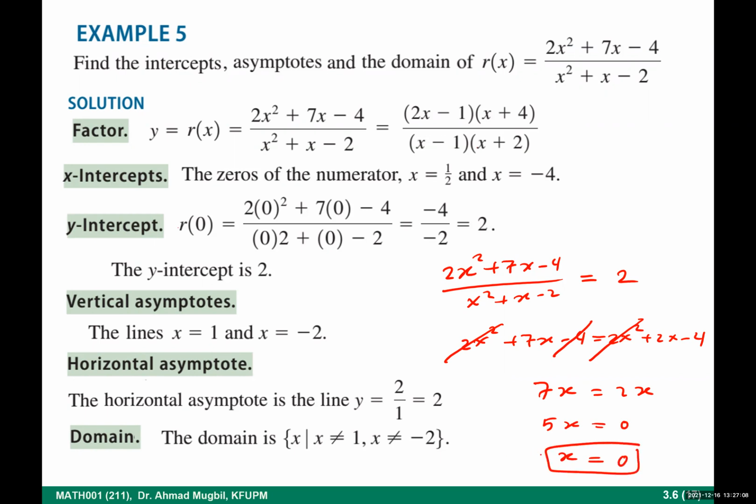You know that if you want to find the coordinates, it will be 0 and what? 0 and r at 0, which is what? 0 and the y-intercept. This is the intersection point.